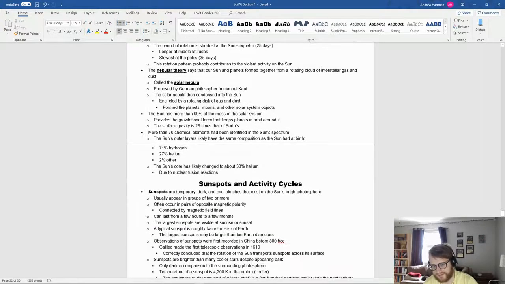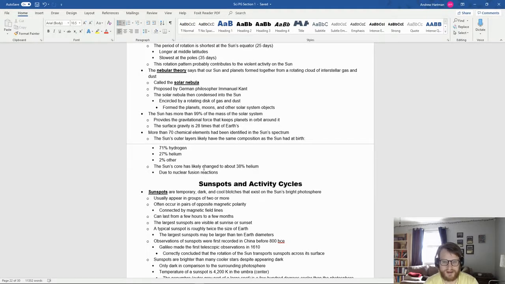In the solar system, the sun is more than 99% of the mass of the solar system. And it creates the gravitational force that keeps planets in orbit around it and other objects as well, all the way out to the Oort cloud. And the surface gravity of the sun is 28 times that of Earth's, which doesn't sound like a lot, but it's an order of magnitude change, right? It's very, very much a lot.